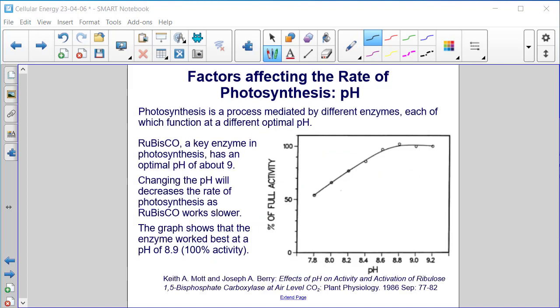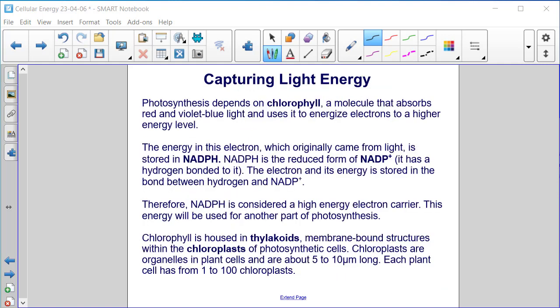Factors affecting the rate of photosynthesis: pH. Photosynthesis is a process mediated by different enzymes, each of which function at a different optimal pH. Rubisco, a key enzyme in photosynthesis, has an optimal pH of about 9. Changing the pH will decrease the rate of photosynthesis as Rubisco works slower. The graph shows that the enzyme works best at a pH of 8.9 right here, 100% activity.